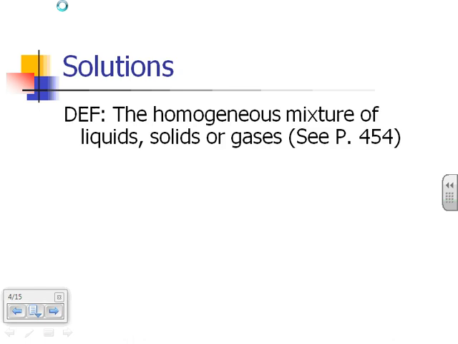So let's take a look at solutions. Our formal definition: it's a homogeneous mixture. The previous case we had was liquids and solids combining, but it can also be gases. If you look on page 454 of your books, it gives you some examples using all of these states of matter, solids, liquids, and gases. Air that we breathe is a solution. It contains nitrogen at about 78%, oxygen at about 20%, argon at 1%, and a variety of other different things. That's a solution, several things mixed together.